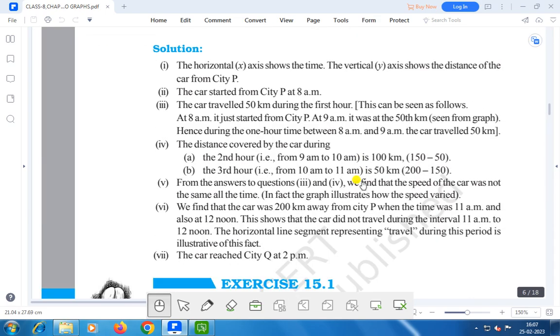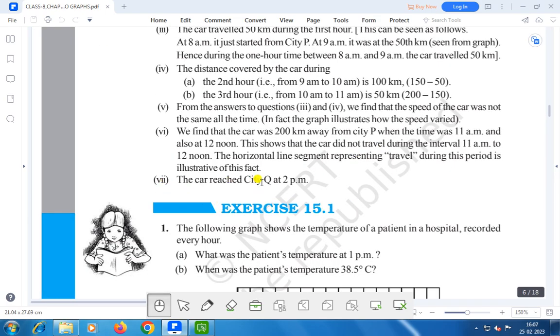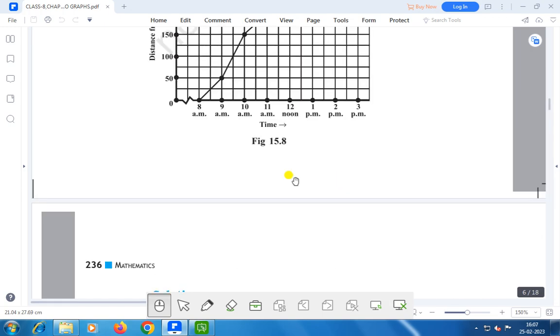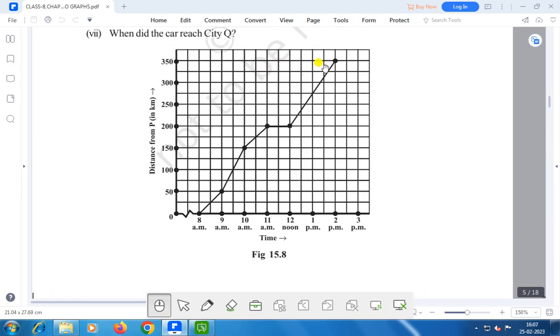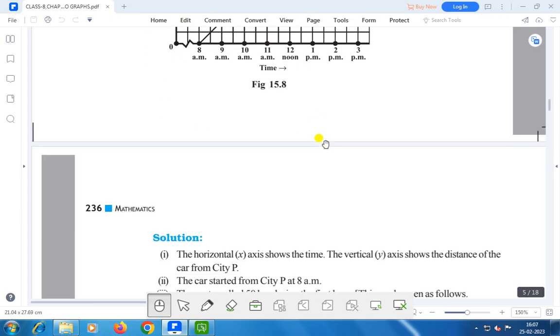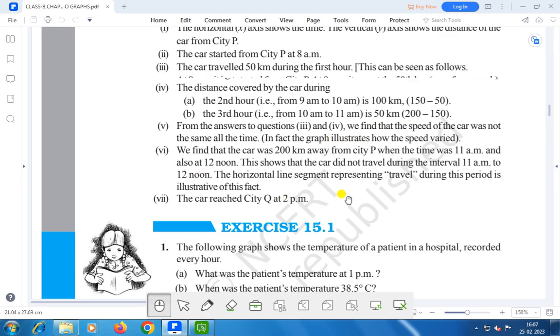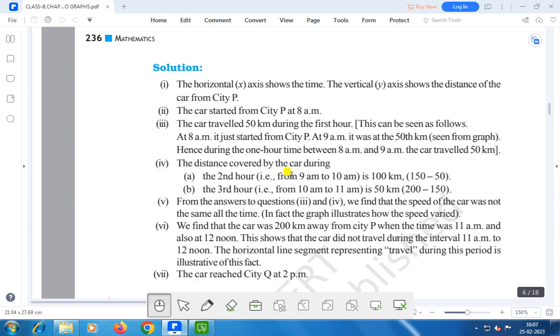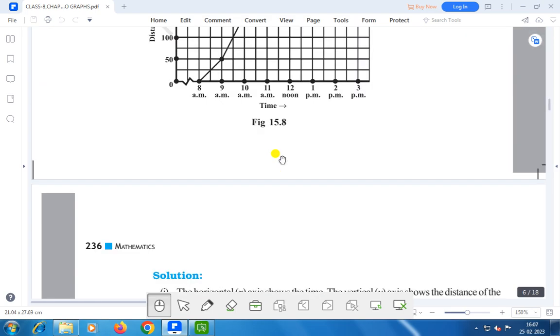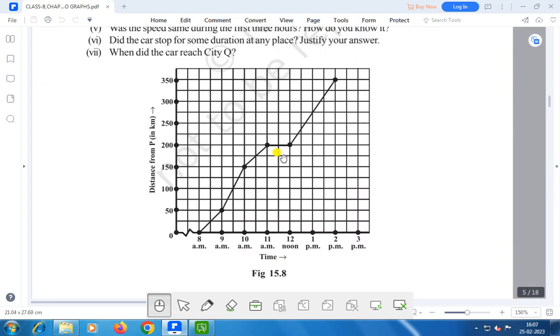Right? Now, the next question: the car reached city Q at 2 p.m. Here you see, the car reached Q at 2 p.m. This is Q, 2 p.m. This is P, that is 200 km away. Then we find that the car reached the city at 2 p.m. In this way, we have to study the various graphs.